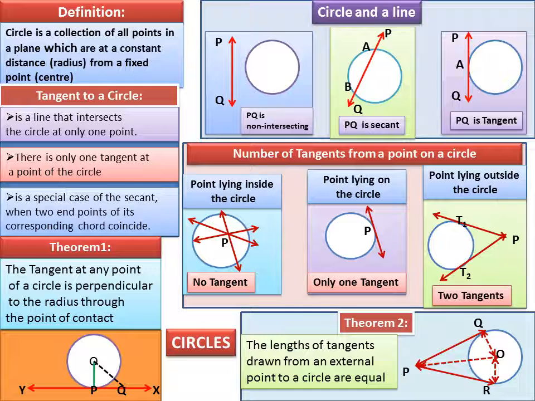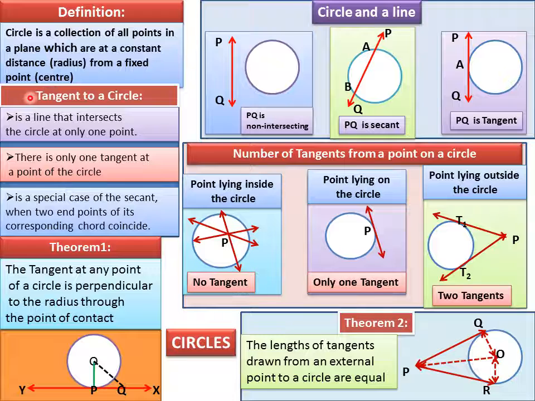So now let us see what is meant by a circle. A circle is nothing but a collection of points in a plane which are at a constant distance from a fixed point called the center. So here you can see I have a center. From this center, you take any point on this, and it will be at a fixed distance. So this is called a circle. All the points on the circle are equidistant from this center.